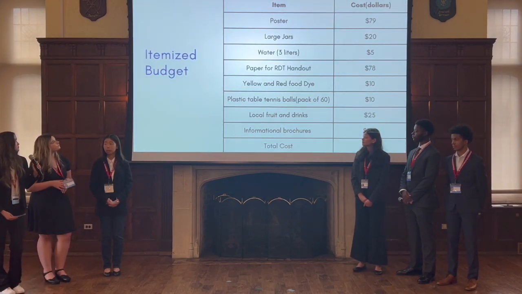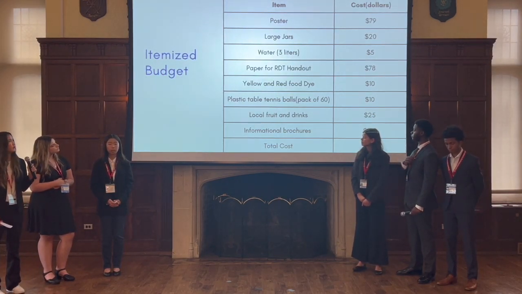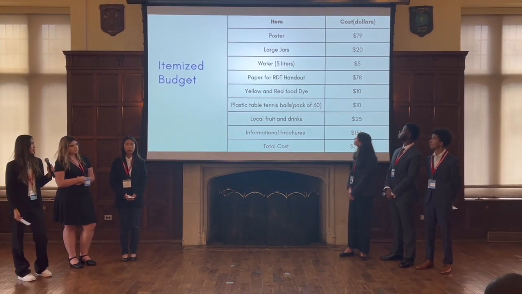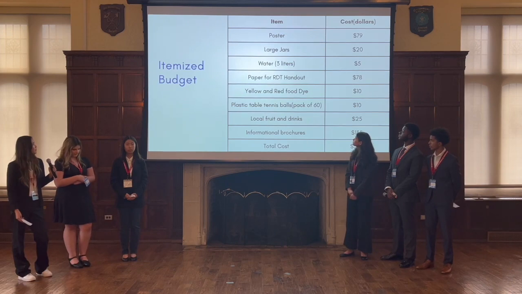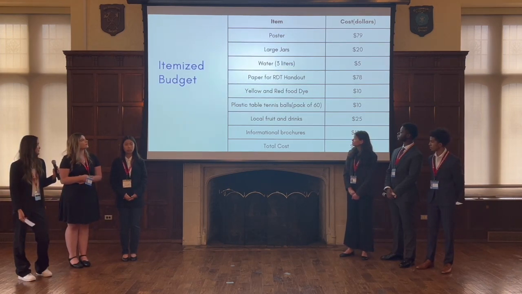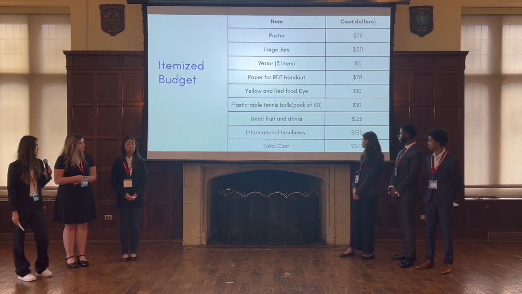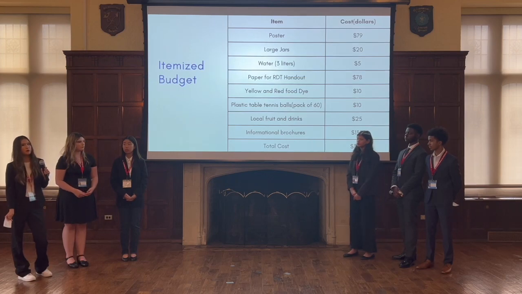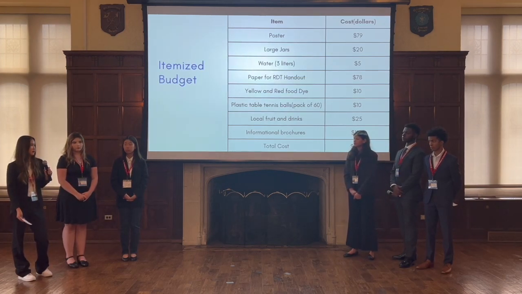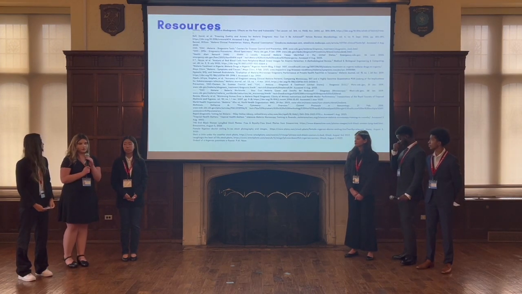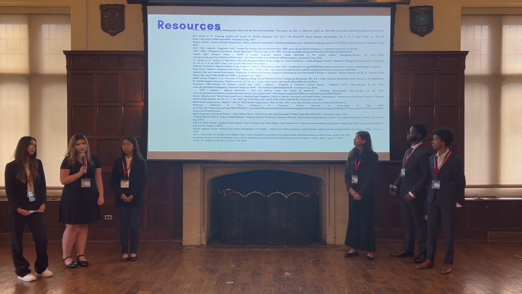For the itemized budget, what we'll be spending our money on is the poster, the large jars, the water, the paper for the RDT handout, yellow and red food dye, plastic table tennis balls, a pack of 60, local fruit and drinks, and the informational brochures. And that total cost will be $362. And then the rest of the money we will use to fund rapid diagnostic tests for the public. These are all the resources we use to provide this information to share with you guys.